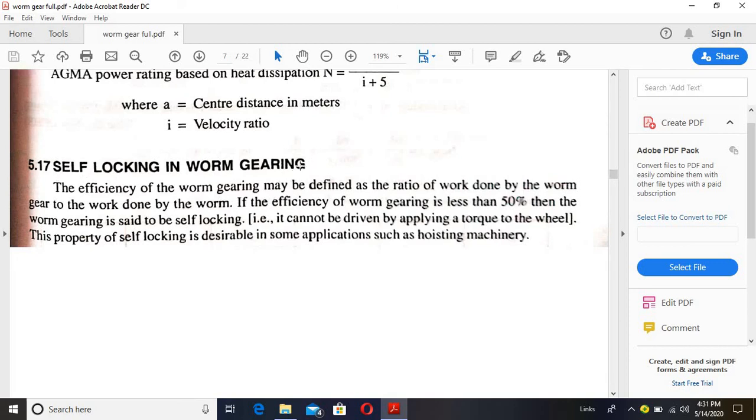Next we'll see what is self-locking in worm gears. The efficiency of the worm gears may be defined as the ratio of work done by the worm gear to the work done by the worm. So always we consider efficiency as output by input. If the efficiency of the worm gear is less than 50%, then the worm gear is said to be self-locking. If the efficiency is less than 50%, then we call it a self-locking gear.